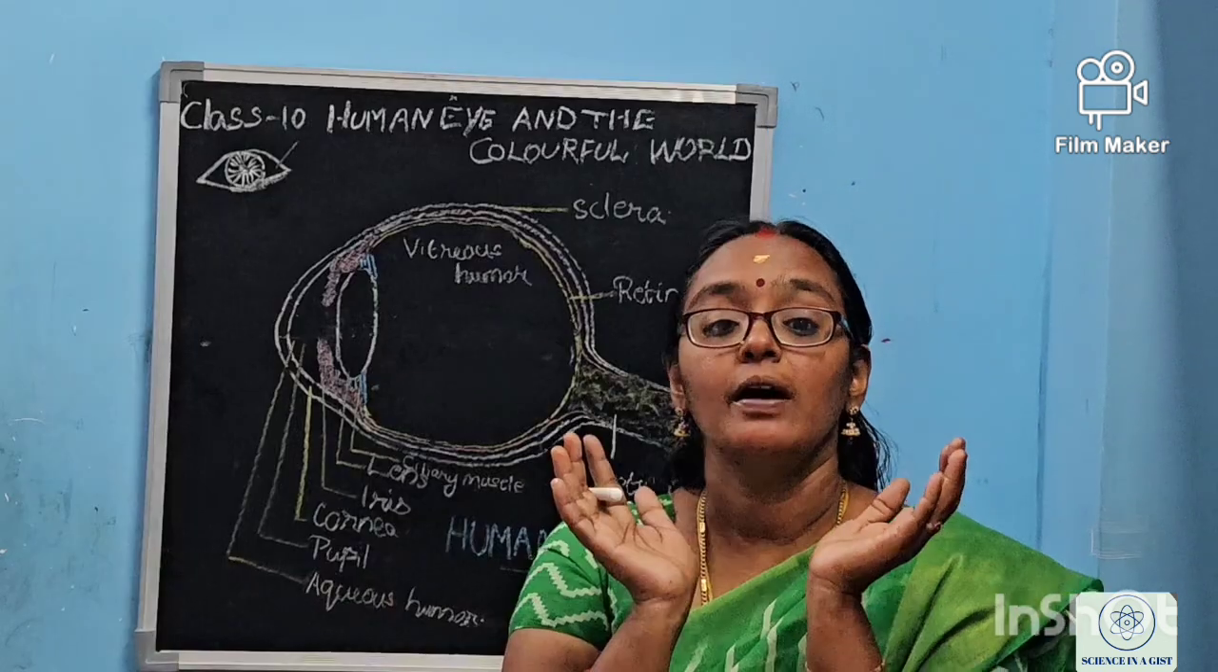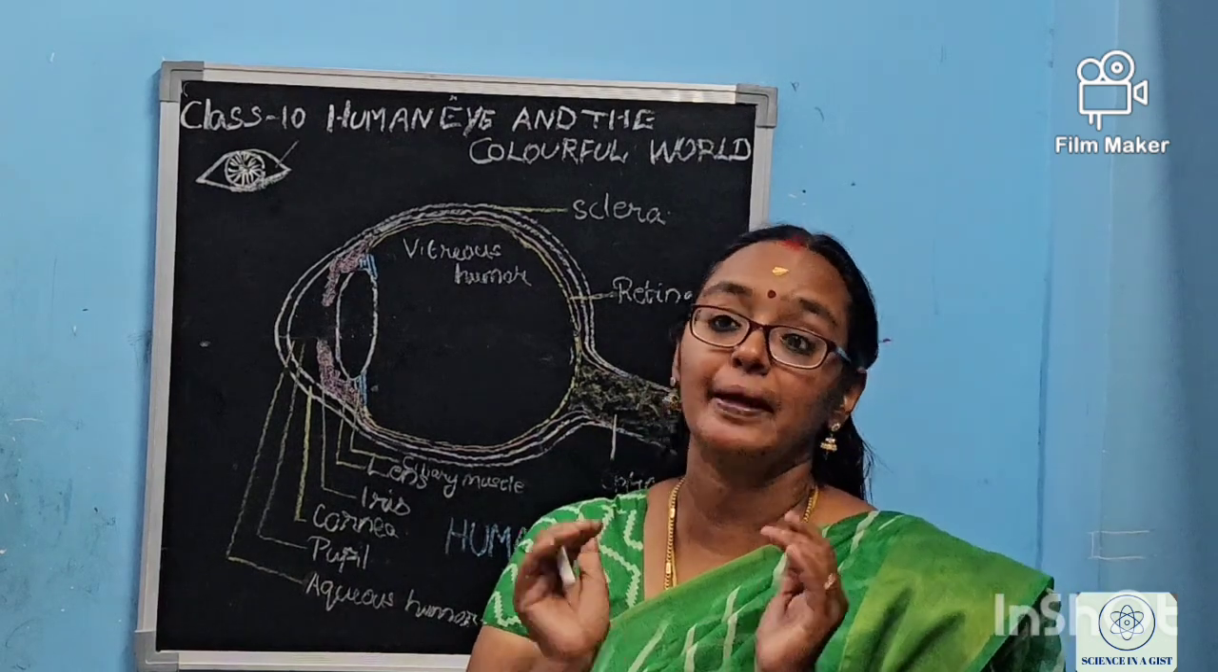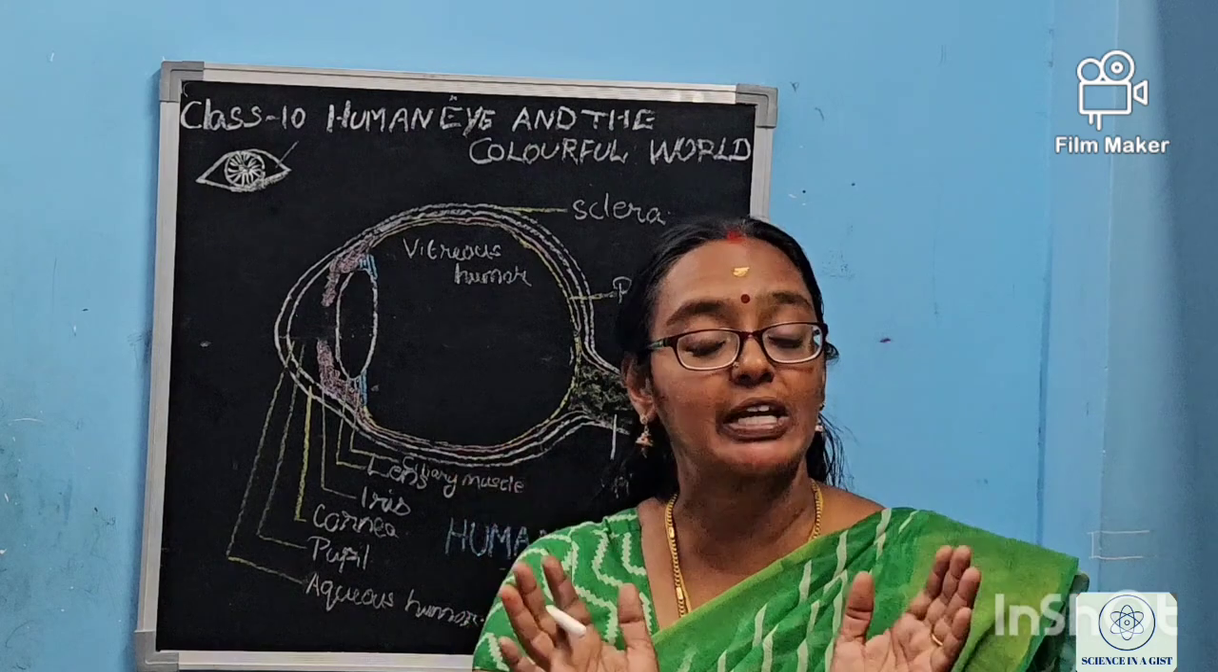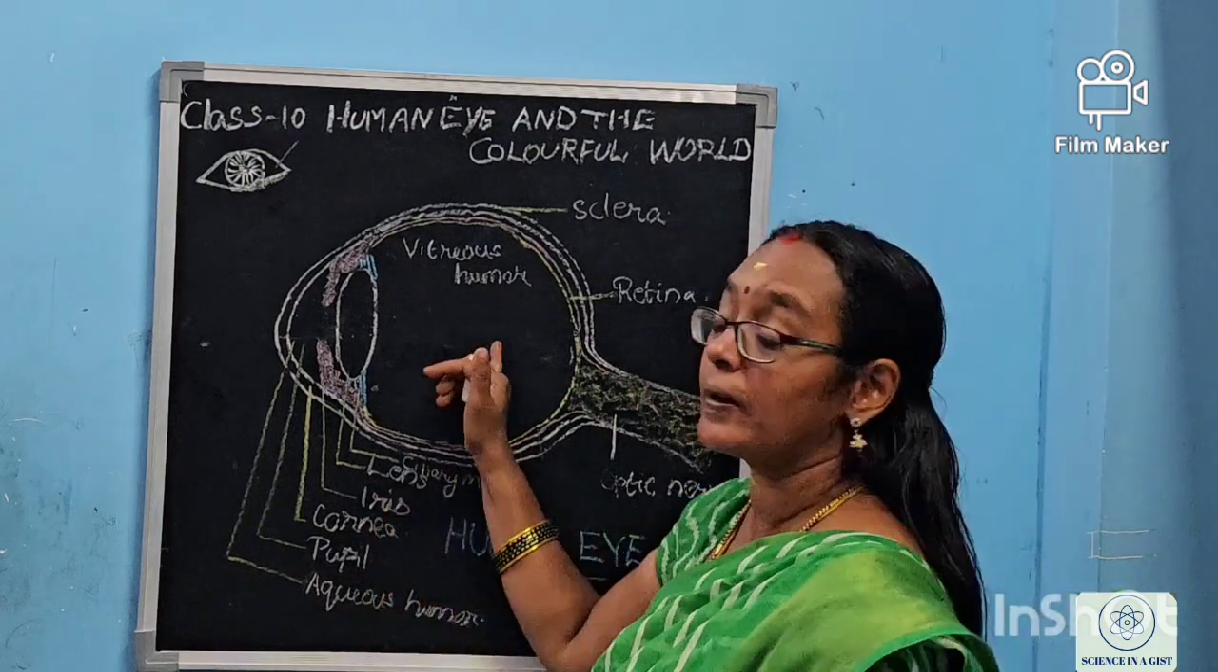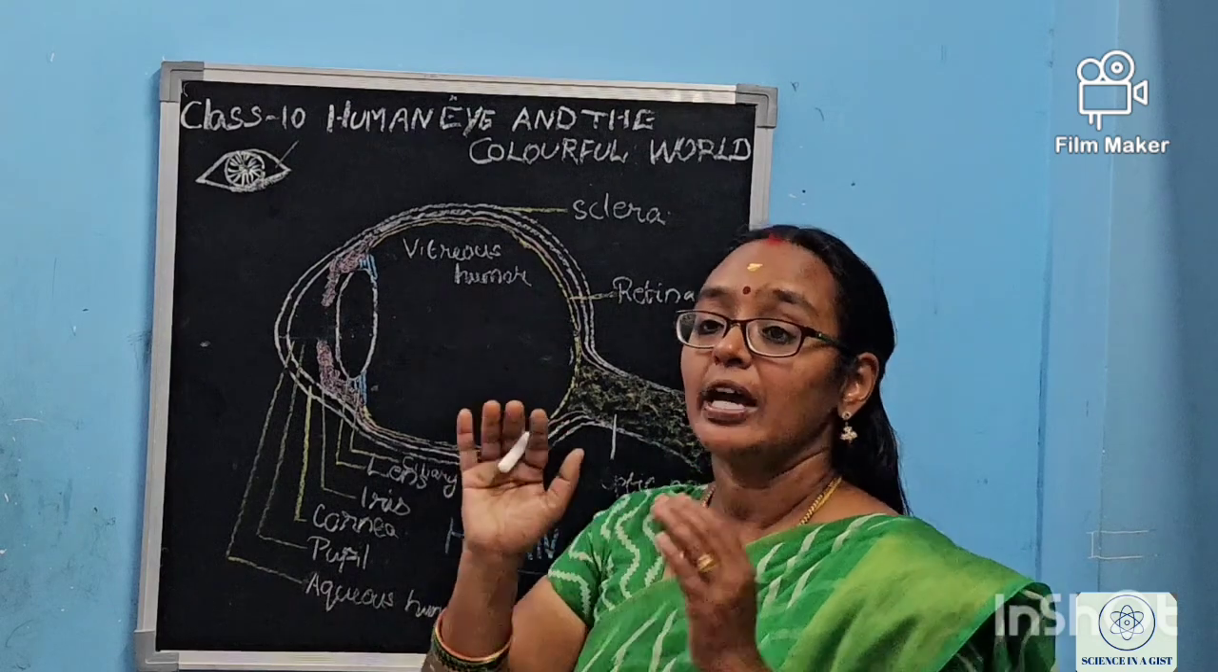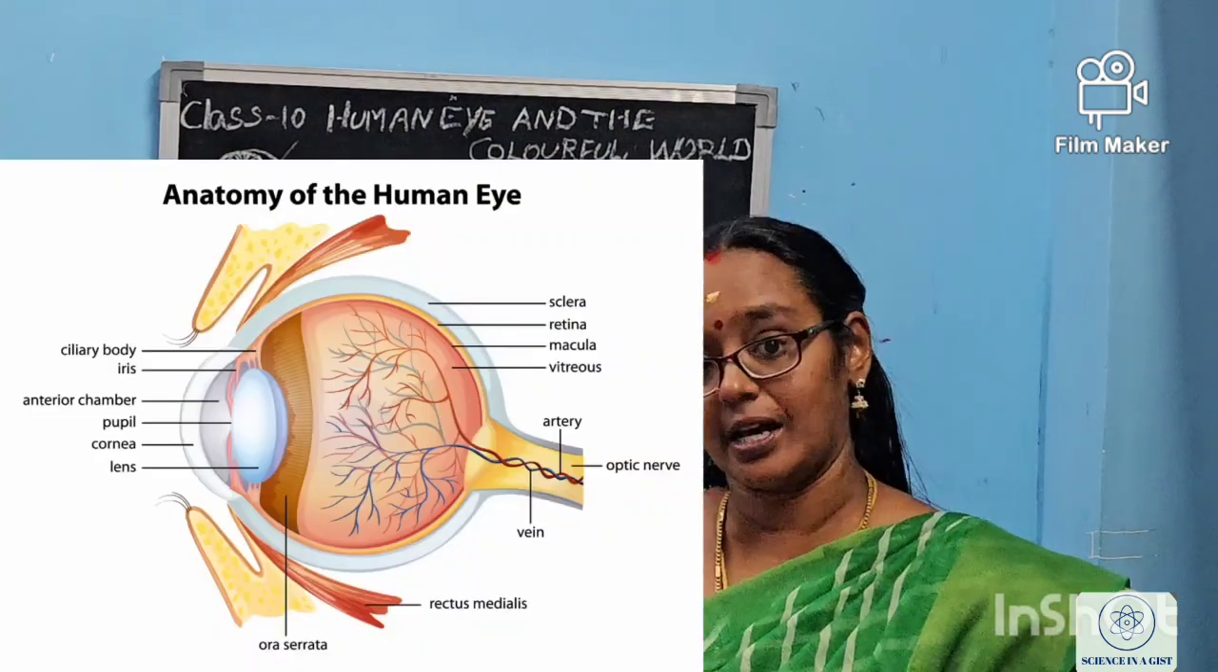Actually, the shape makes sense. If the shape is not proper, it is very difficult for us to see. So this vitreous humor also plays an important role, which enables it to give the shape for this eye.